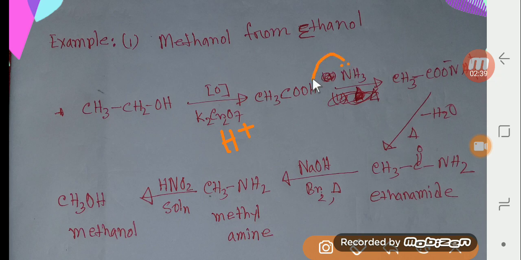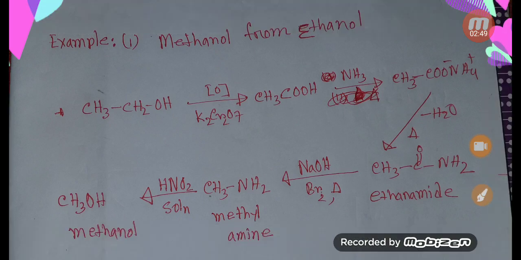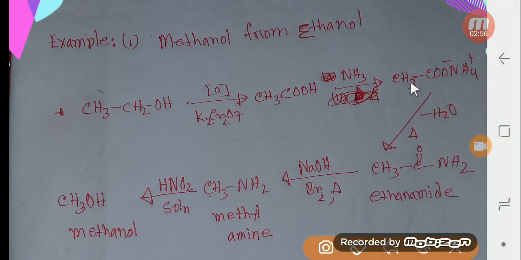And we'll get a salt, which is ammonium ethanoate, right? This is ammonium ethanoate, right? Well, if you heat this ammonium ethanoate salt, then water will go away and you will get ethanamide. This is an amide, right? And if you apply the Hofmann degradation reaction here with sodium hydroxide and bromine, then the carbonyl group will be deducted and you will get an amine, right?